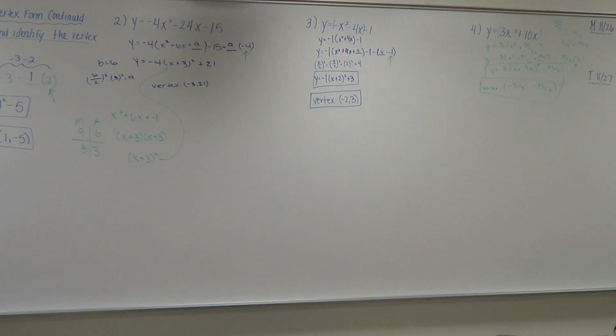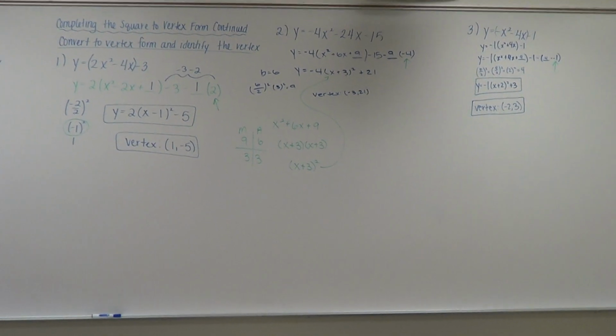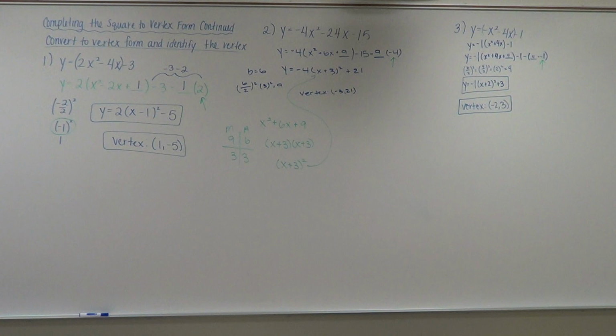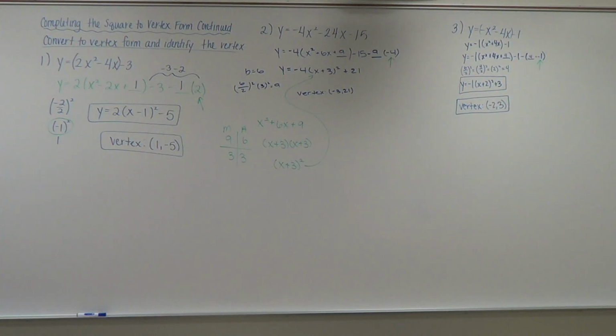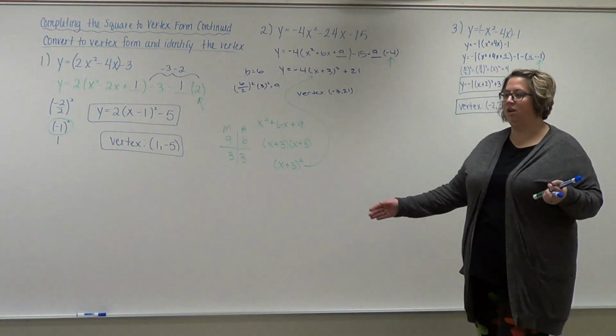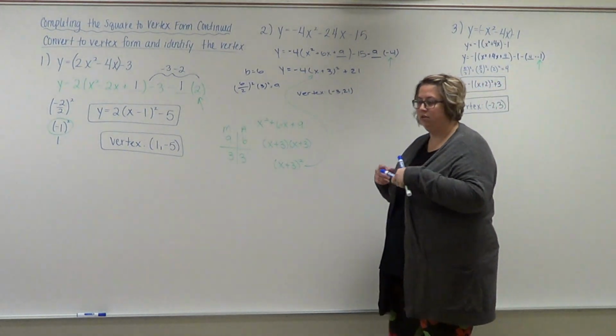Other questions you have about vertex form? Completing the square? Do you understand the difference between solving by completing the square and vertex form completing the square? It's different if you don't know and you're afraid to ask. Solving, you're trying to find the zeros or the roots or solutions, whatever you want to call them. Vertex form is putting it in the equation, that way you're able to graph it.